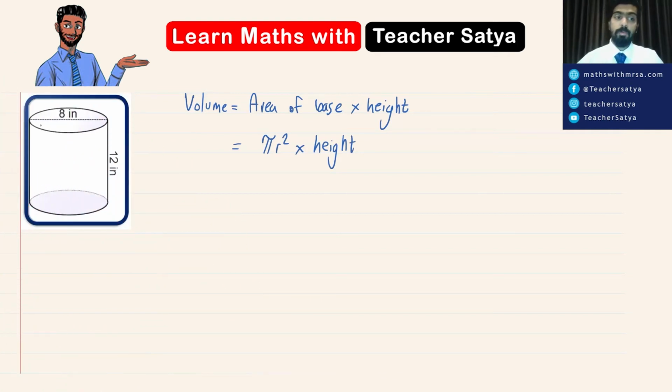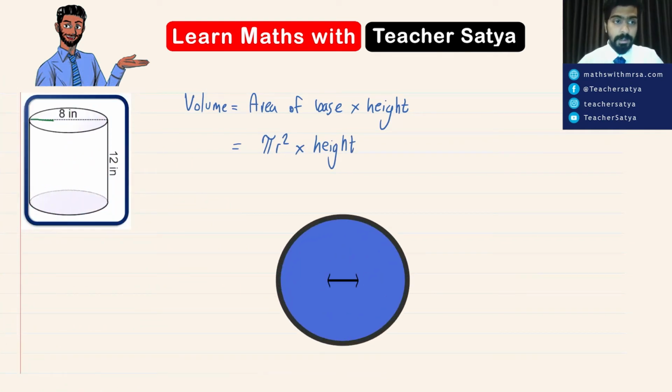Now, again, what we see in this question is they have provided us with the diameter. But in order to find the area of a circle, we need to know its radius. And as you all know, the radius would be 4 inches, as the radius is half of its diameter.